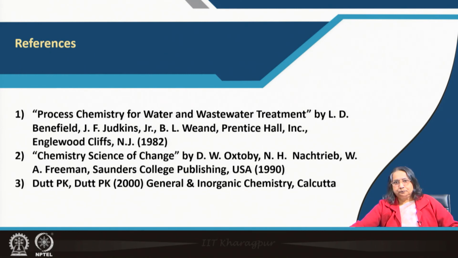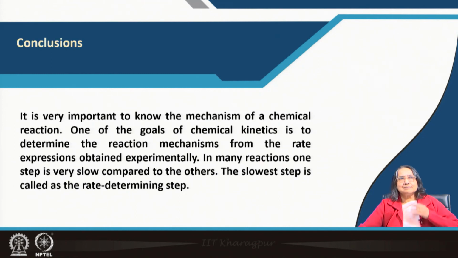Now, as a conclusion, I can tell that it is very important to know the mechanism of a chemical reaction. One of the goals of chemical kinetics is to determine the reaction mechanism from the rate expression obtained experimentally. In many reactions, one step is very slow compared to the others. The slowest step is called the rate determining step. So, these are the main things that I have covered in this lecture.